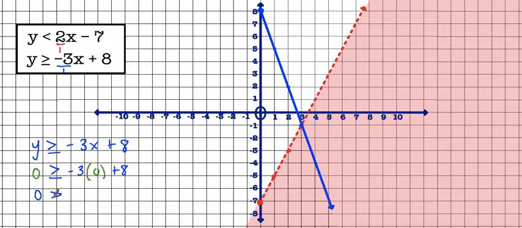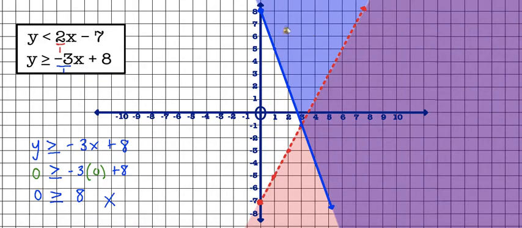So we end up with 0 is greater than or equal to negative 3 times 0 is 0, and 0 plus 8 is 8. So 0 is greater than or equal to 8, which we know is not true. So we're not going to shade to the left side. We're going to shade to the right side of this line. And so once we shade it, it looks like that.